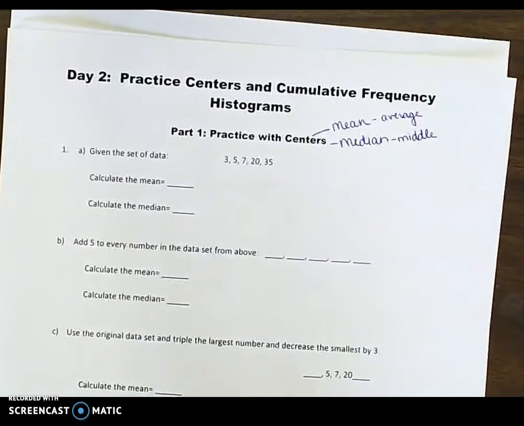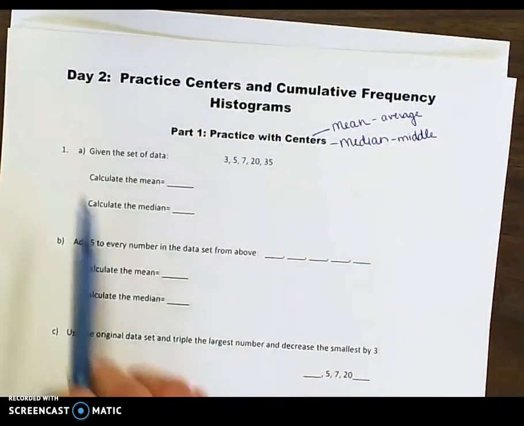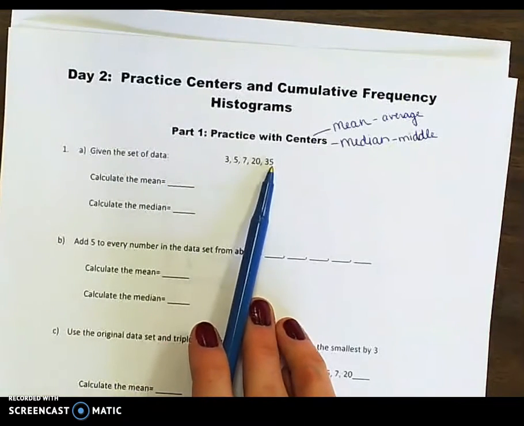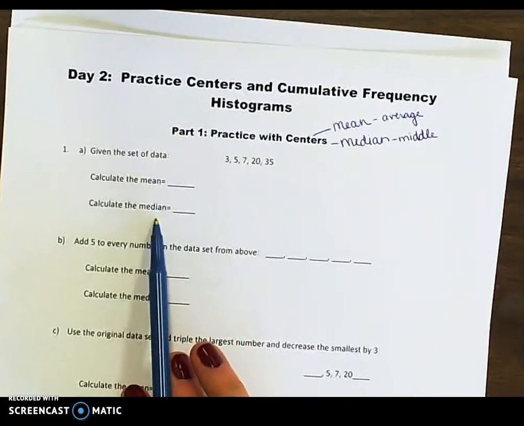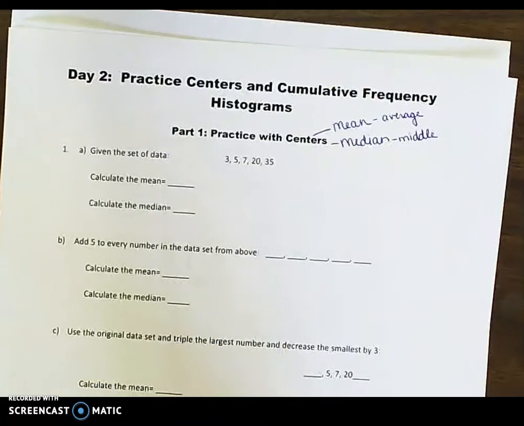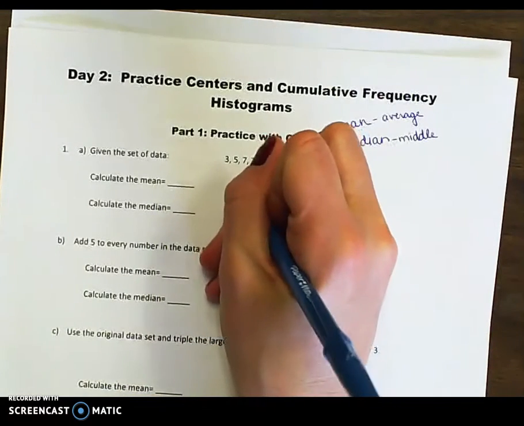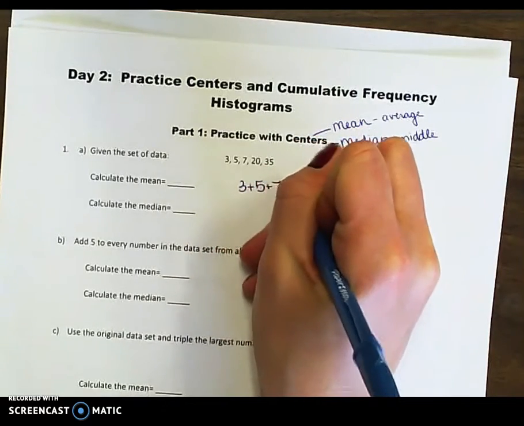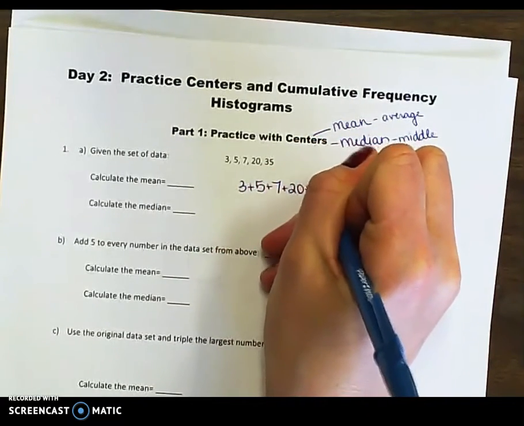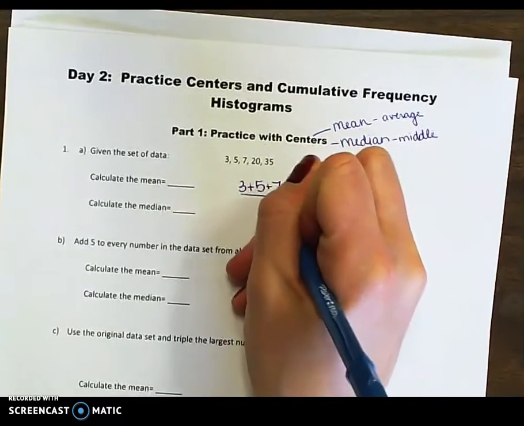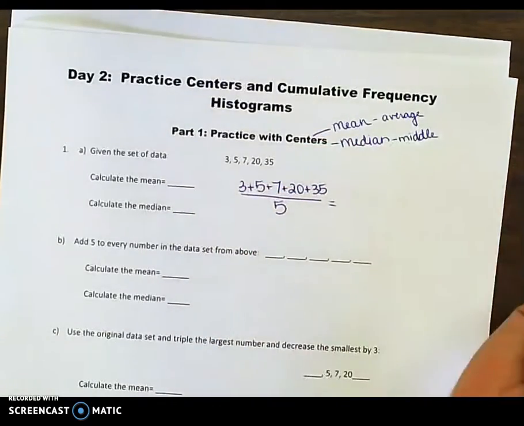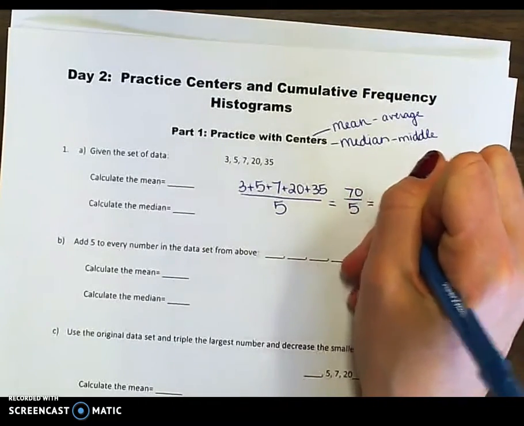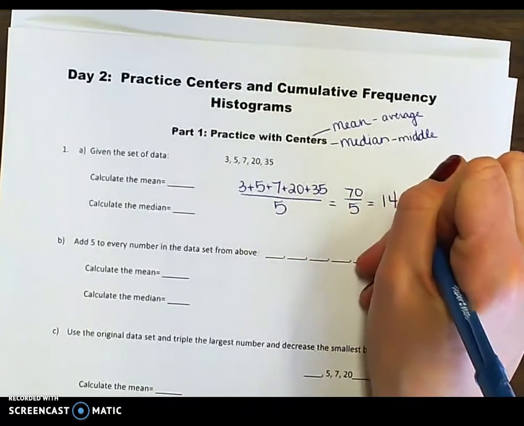All right, so let's go ahead. Let's take a look at our very first data set. So number 1, given the set of data, 3, 5, 7, 20, and 35, calculate the mean and the median. So let's go ahead and try the mean first. So the mean, we're going to average everything together. So we add up all of our numbers. We divide by how many there are, which is 5. Okay, we're going to get 70 over 5, which then gives us a grand total of 14 as our average.